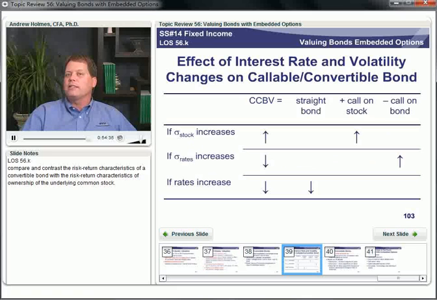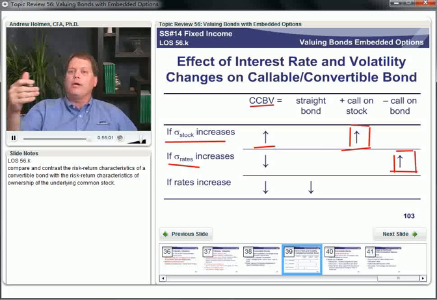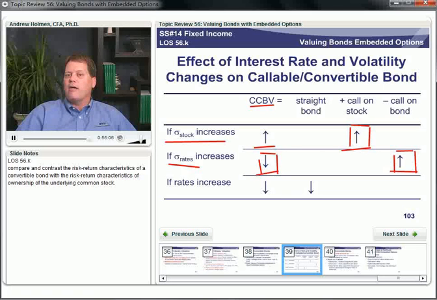All right. Looking at some volatility effects, the effect of interest rate volatility on changes in the callable convertible bond. What's going to happen to the value of the callable convertible bond if the volatility of the stock increases? Well, remember, we own a call option on the stock. If the volatility of the stock goes up, that's going to increase the value of the option we own, and so increase the value of the callable convertible bond. If the volatility on rates increases, that's going to increase the value of the call option on the bond, but we're short the option on the bond, so that's going to drive down the value of the callable convertible bond. And if interest rates increase, that's going to drive down the bond value and hence also drive down the value of our callable convertible bond.